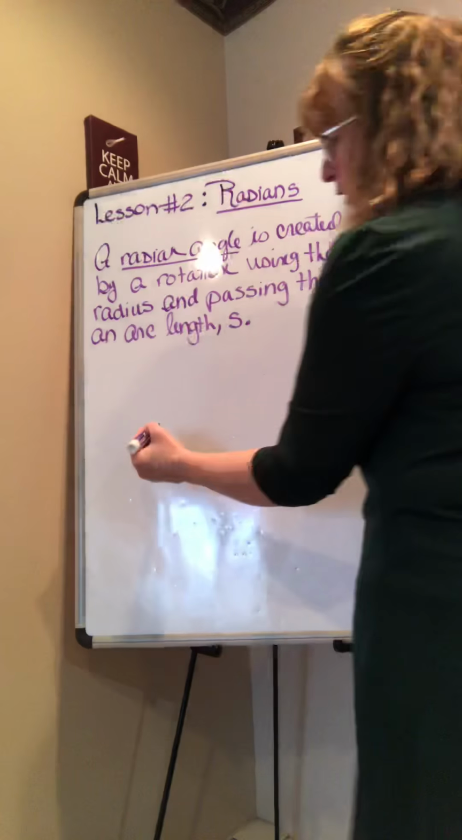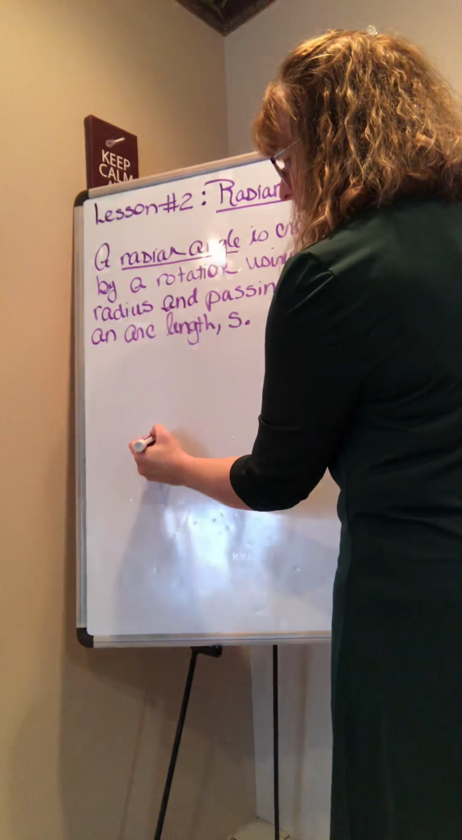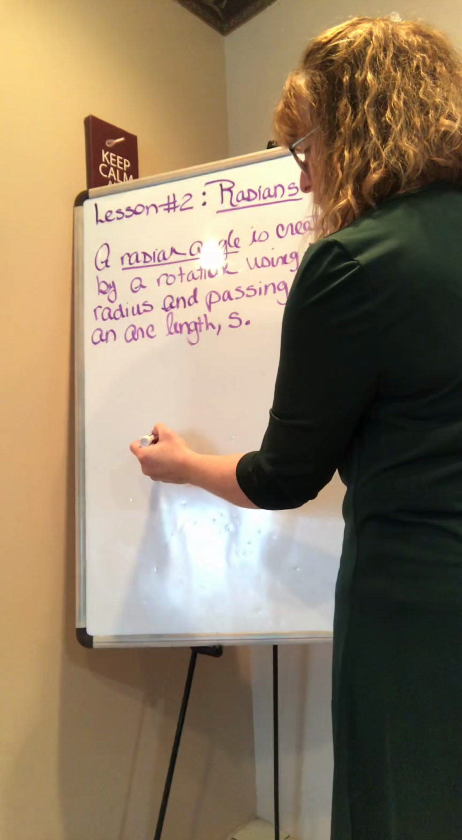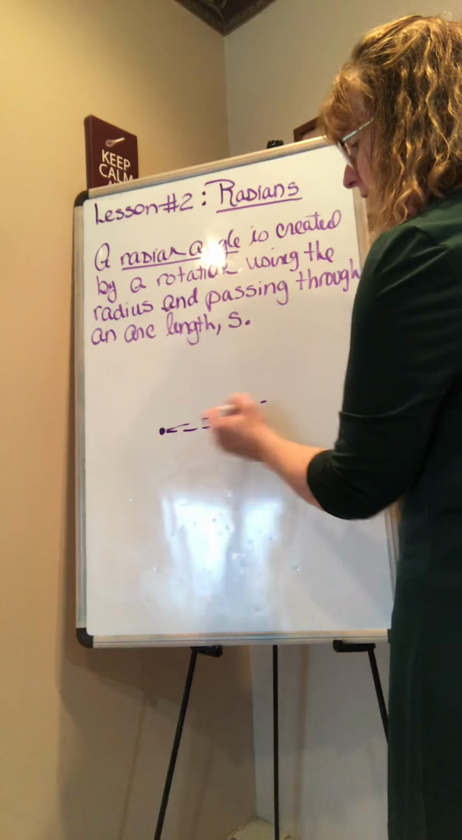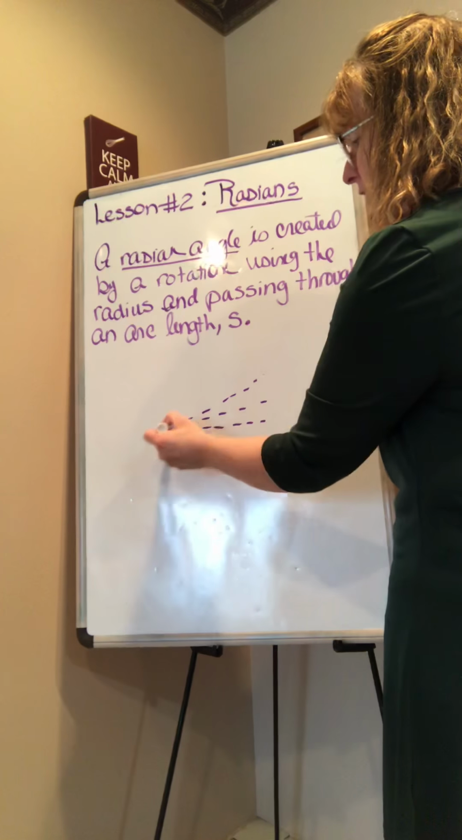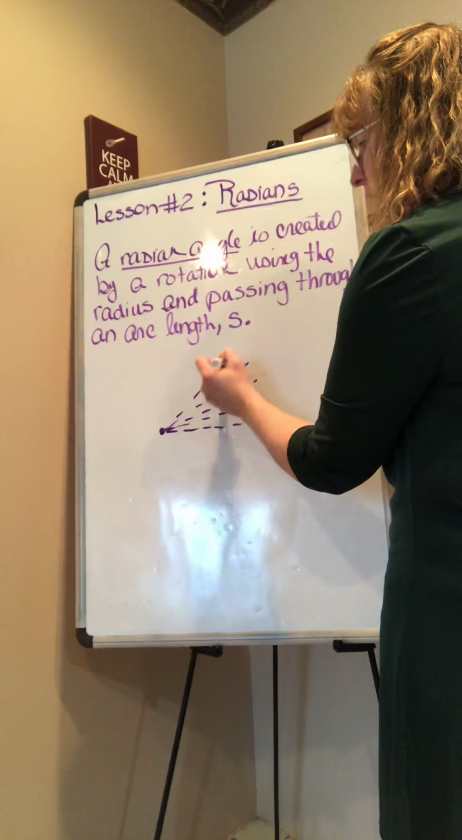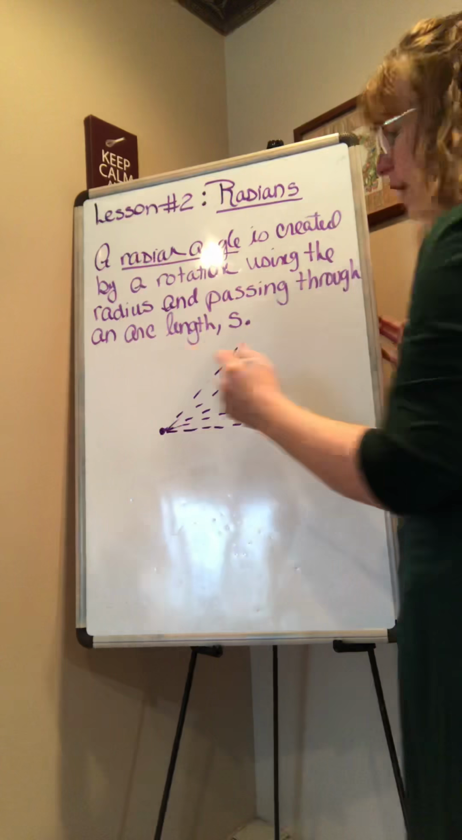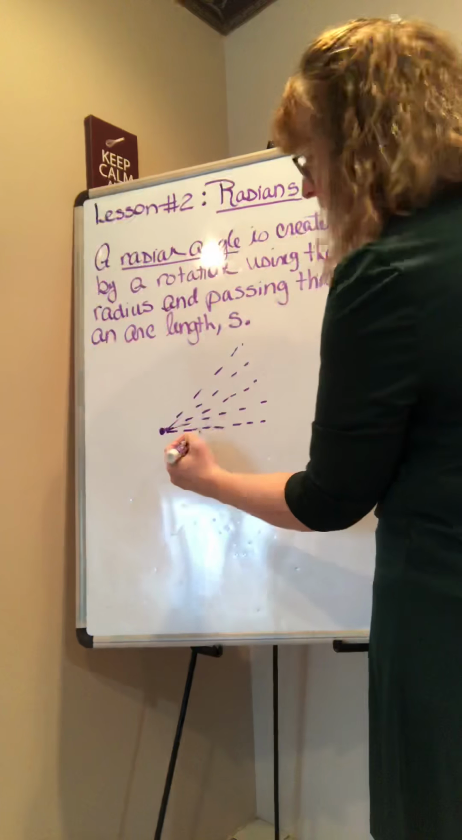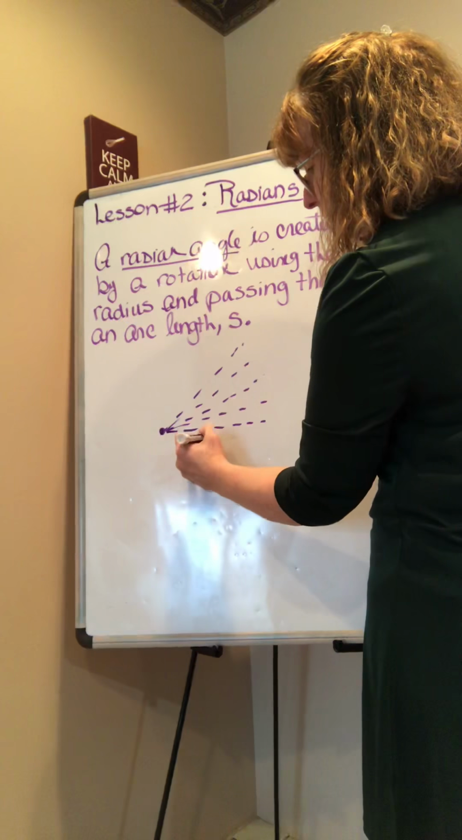Pretend it's summer, and here's a sprinkler. And the water shoots out of the sprinkler. And then it kind of goes around your yard. Now the radius of the water doesn't change. So as far as the water shoots out, that's your radius.